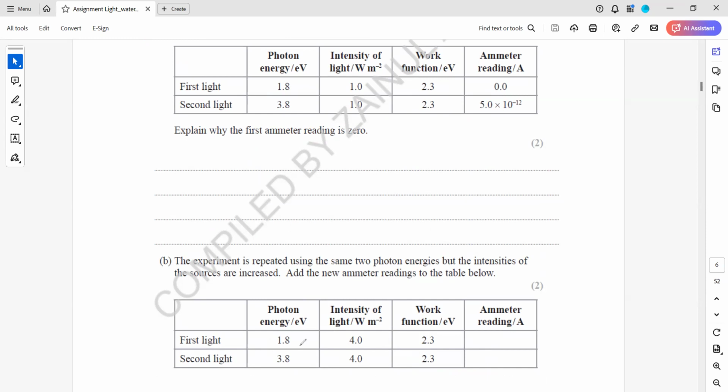So here this will be 0. Why is this 0? Because again the energy of a photon is less than the work function, so there will be no photoelectric effect.